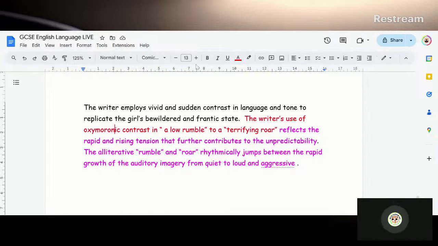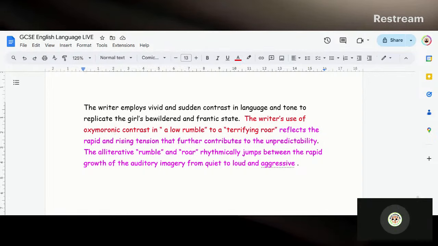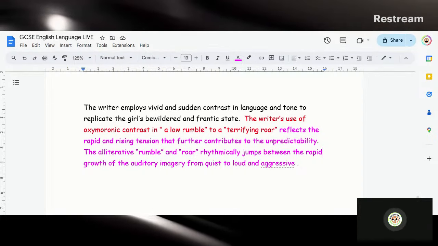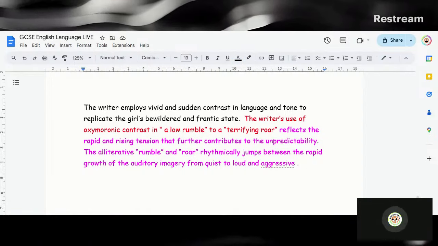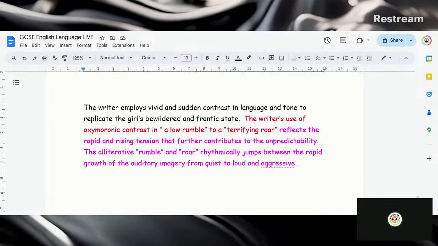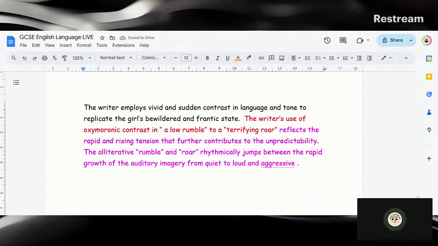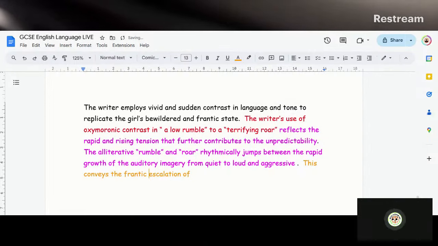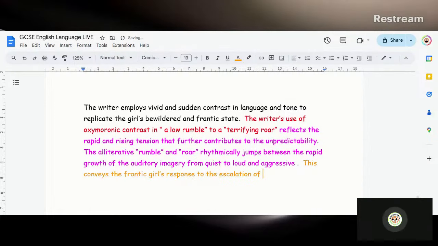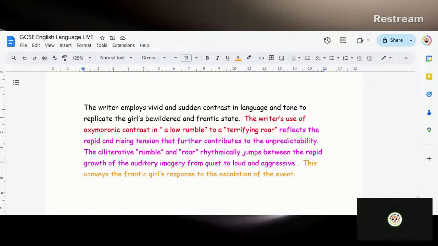Okay, we're going to continue now. So the writer employs vivid and sudden contrast in language and tone to replicate the girl's bewildered and frantic state. The writer's use of oxymoronic contrast in a low rumble to a terrifying roar reflects the rapid and rising tension that further contributes to the unpredictability. The alliterative rumble and roar rhythmically jumps between the rapid growth of the auditory imagery from quiet to loud and aggressive. And then we can link it to a more developed point, which is that, in orange, this conveys the frantic girl's response to the escalation of the event. Okay, linking it back to the point we've made.